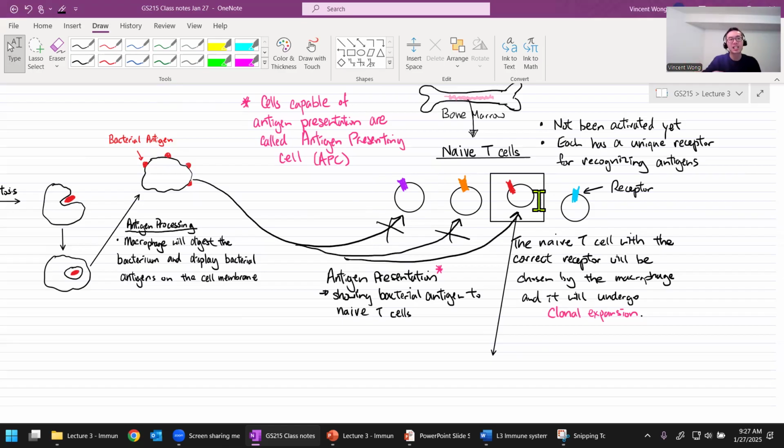So we're not stimulating the production of naive T cells per se. These naive T cells are always there, but we have to choose them for the occasion. I hope that answers your question.